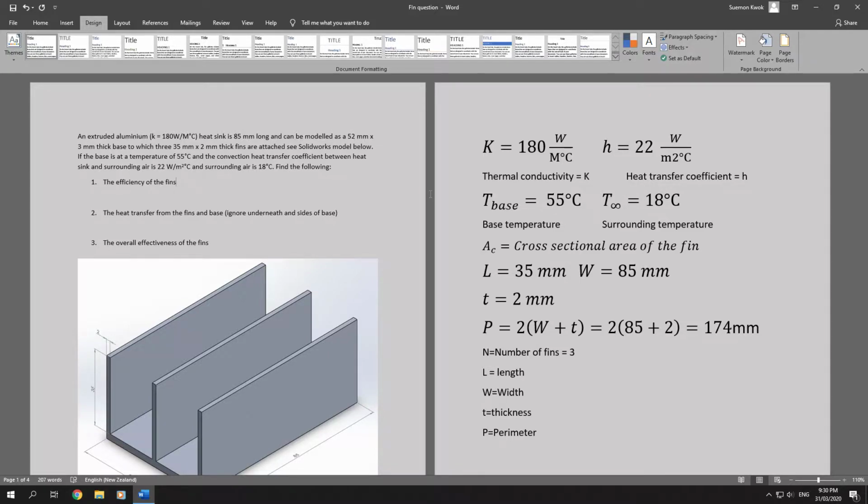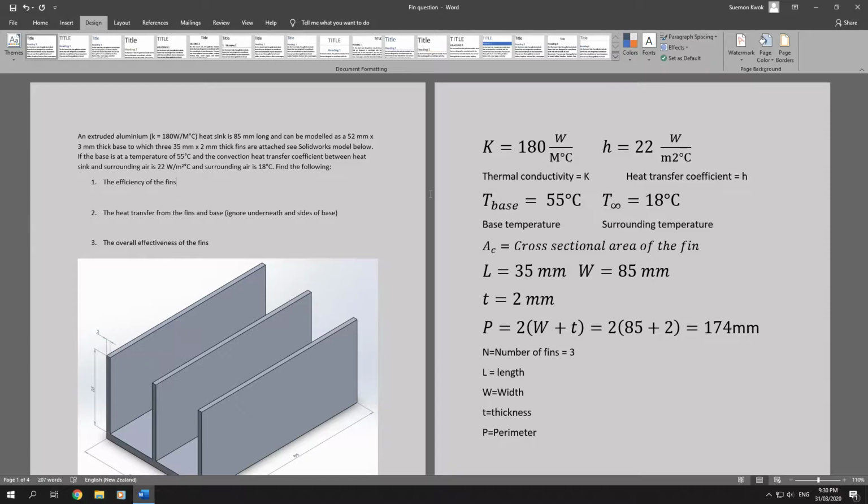It's got a 3 millimeter thick base. It's got three 35 by 2 millimeter thick fins. See the Solidworks below. We have a base temperature of 55 degrees. We got a heat coefficient of 22 watts per meter squared degree C and a surrounding temperature of 18 degrees C.